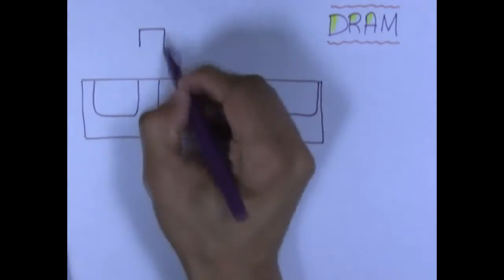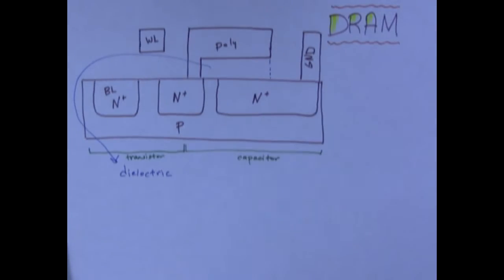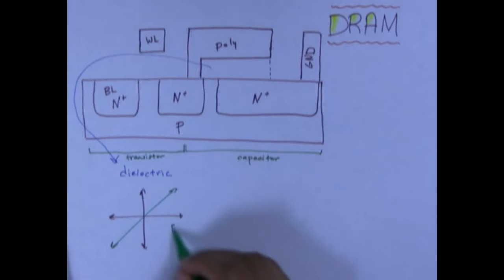SRAM and DRAM are not the only types of random access memory out there. There are in fact many types. As an example, there's one type of RAM called Ferroelectric RAM, or FE-RAM. Here you can see an example of what a DRAM cell might look like, with the capacitor section here and the transistor section here. With the normal dielectric in the capacitor of the DRAM cell, the polarization is linear, with the E field across the dielectric.